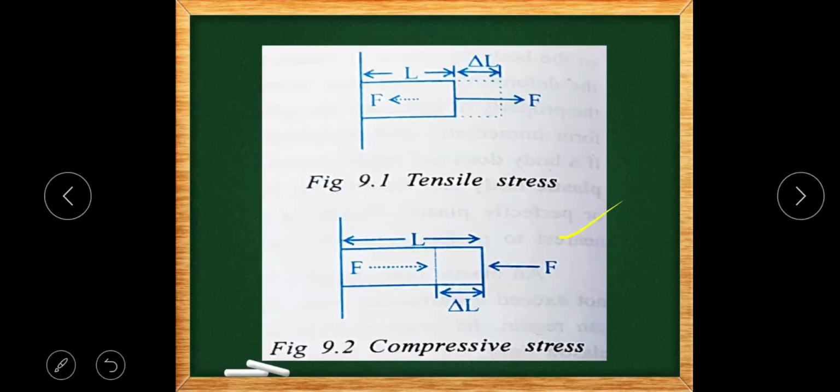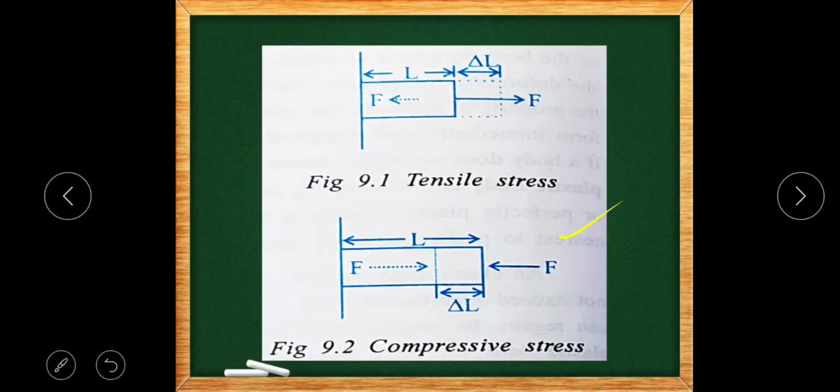Again consider the diagram. Here the original length of the body is capital L. Here the deforming force is applied. Then the length of the body decreases to L minus delta L in the direction of the applied force. So in such a case the restoring force per unit area is called compressive stress.